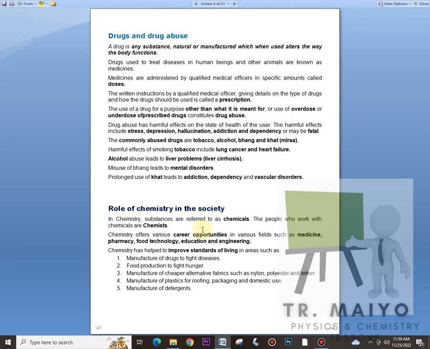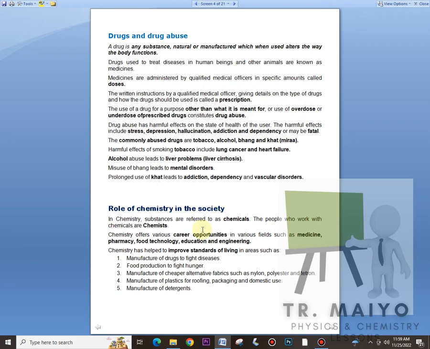Yes. Let's review drugs and drug abuse. A drug is any substance, natural or manufactured, which when used alters the way the body functions. If anything that you can take makes you not think normally, not walk normally, not talk normally, that one is a drug, because it has altered the way your body functions. When you drink alcohol, you will not walk properly, you will not even talk properly, you will even speak things that people will wonder how. Now your brain is not working properly.